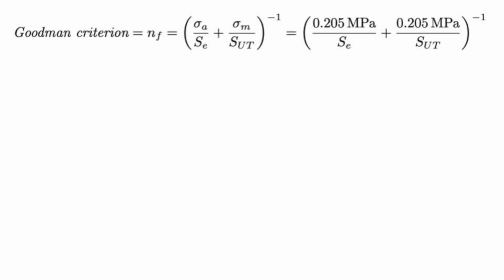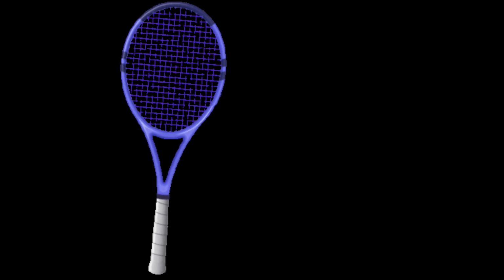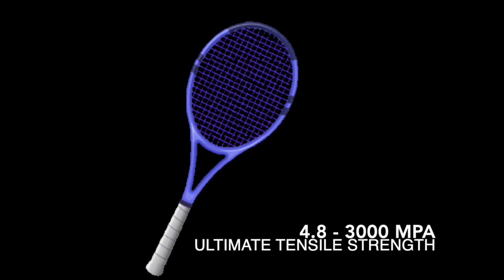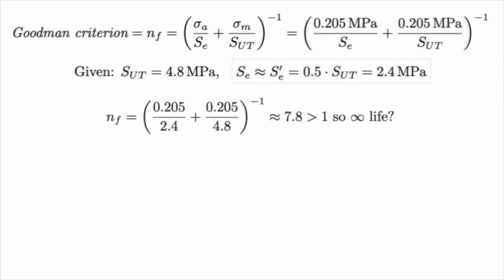the Shigley textbook. Most rackets are made of a carbon graphite composite material, and finding an exact ultimate tensile strength proved very difficult. Some sources had the value as low as 4.8 megapascals, all the way up to several thousand depending on the graphite and carbon contents. So to be safe, we'll use the lowest value. For the endurance limit, if there were no other external factors, the maximum value would be half of the ultimate tensile strength. With all these assumptions, we end up with a factor of safety of nearly 8. This is very high, which would mean the racket should never fail.